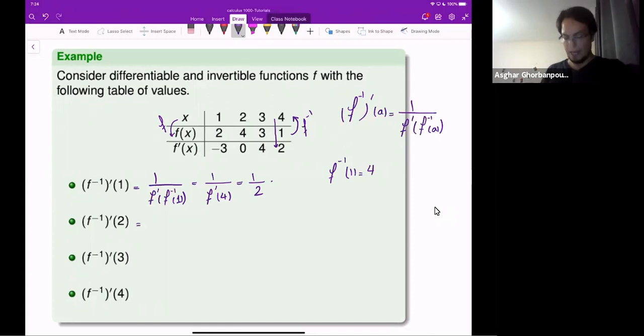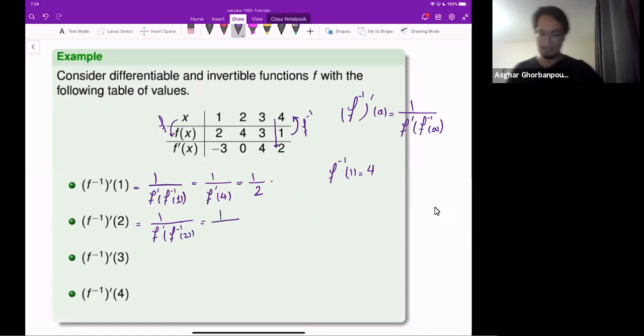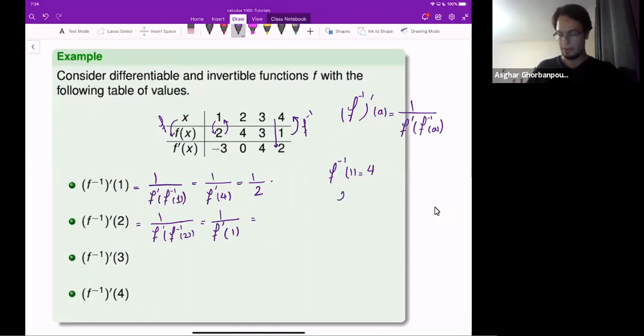f inverse prime at 2, this is 1 over f prime at f inverse of 2. And that is 1 over... What is the value of x which is sent to 2 by f? So you see here, that means that f inverse of 2 is going to be 1. So f prime evaluated at 1. And well, f prime at 1 also, we know the table is giving that, and that is 1 over negative 3.